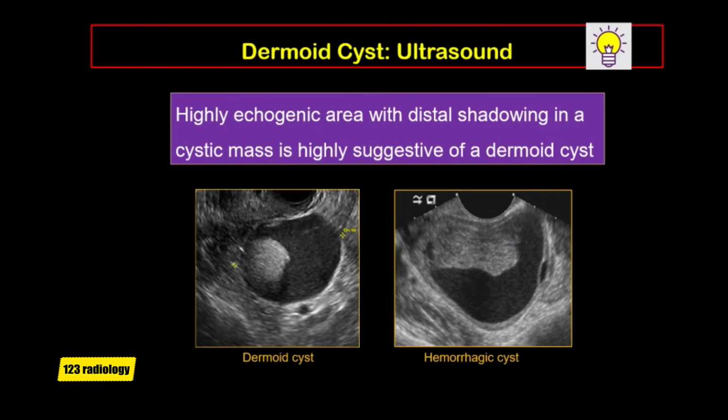Take-home message. Highly reflective area with distal shadowing in a cystic mass is highly suggestive of a dermoid, or mature cystic teratoma. Blood clot in hemorrhagic cyst and solid elements in a complex ovarian cyst can appear echogenic, but is less echogenic than the fatty component of a dermoid cyst, and doesn't cause shadowing.